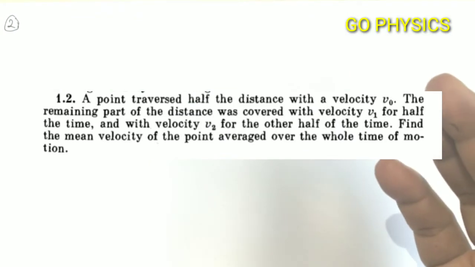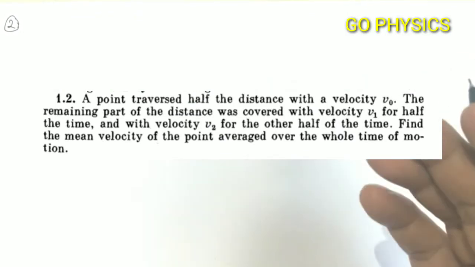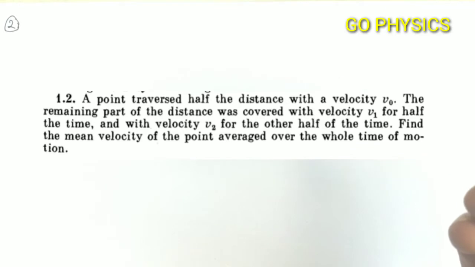A point traveled half the distance with a velocity v0. The remaining part of the distance was covered with velocity v1 for half the time and with velocity v2 for the other half of the time. Find the mean velocity of the point averaged over the whole time of motion.